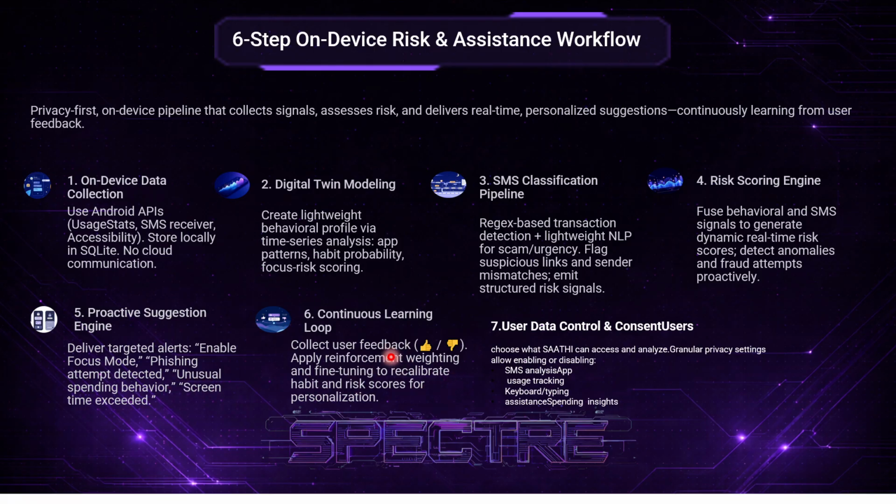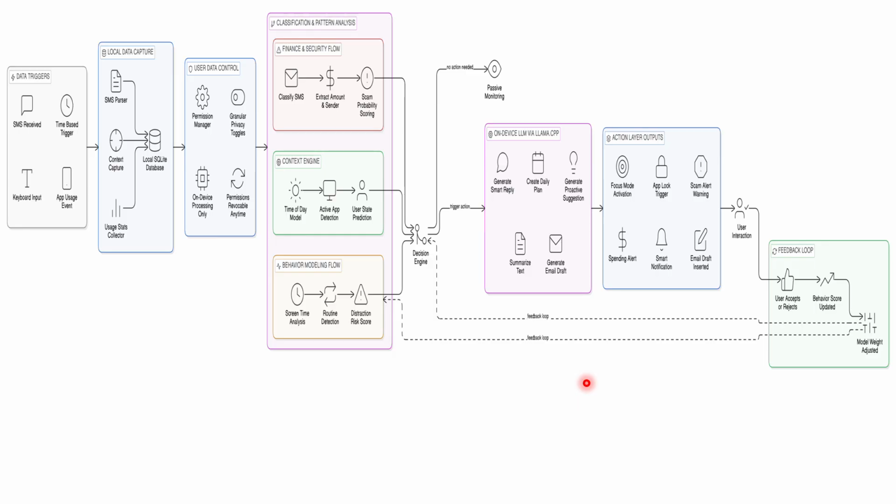Then we'll use a continuous learning loop, where we will collect feedback from the user, and using the feedback will reinforce the AI model again and again to make it better. Then the seventh one is user data control, where the user has the option to control which type of data the AI can access. For example, if we just want SMS or just app tracking, the user has the control to do that.